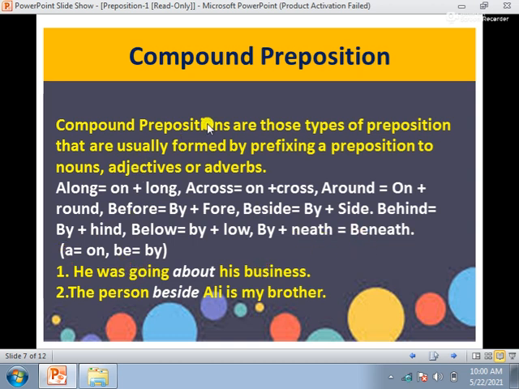So these are the compound prepositions. That means we form compound prepositions by prefixing a preposition to a noun, adjective or adverb. For example, he was going about his business. About, a plus bout. And the next one, the person beside Ali is my brother. Beside, by plus side. So they are actually compound prepositions.